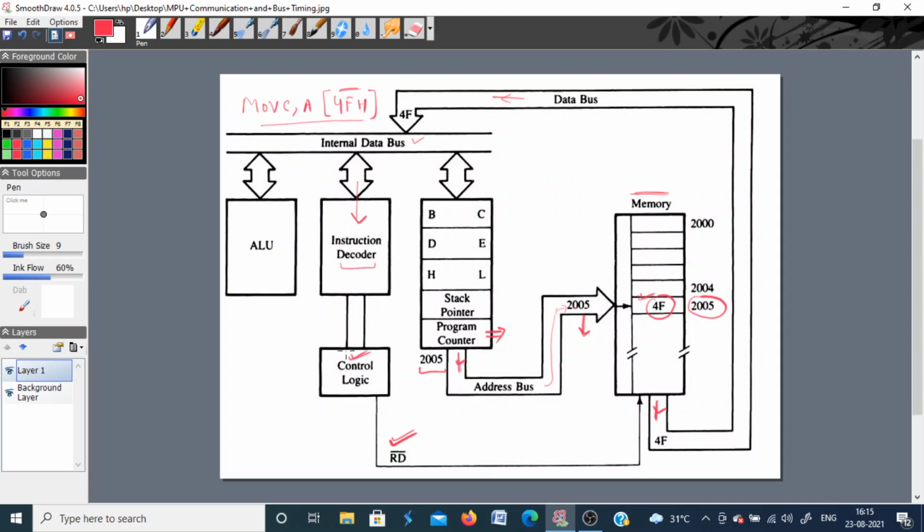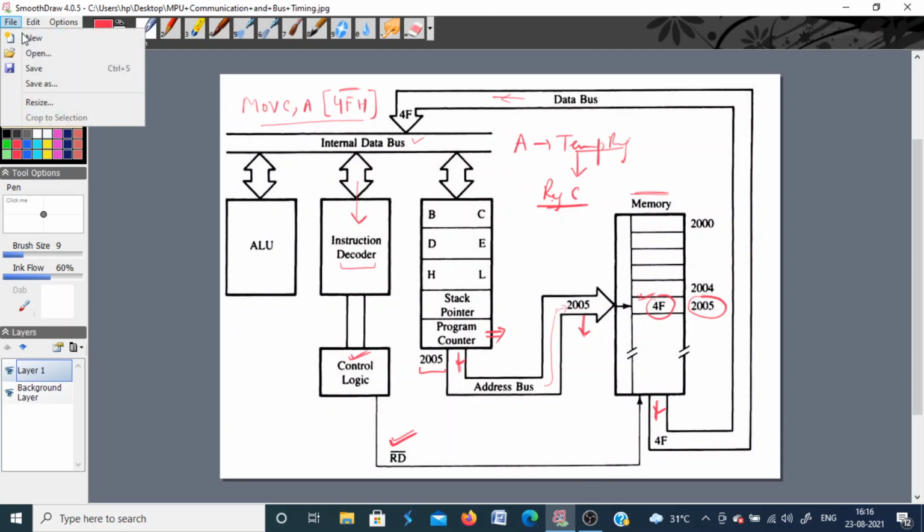So what will the control and logic circuit do when it comes to know that it has to copy the contents of A into register C? First of all, the contents of A will be transferred from A to the temporary register. Then the contents of the temporary register will be transferred to register C, and this instruction will be executed. This is how the timings are controlled by the processor. Now we will see the timing diagram.